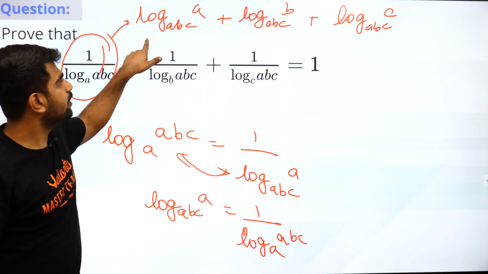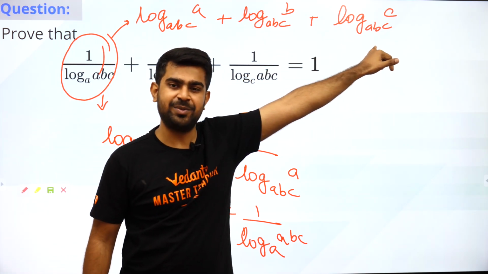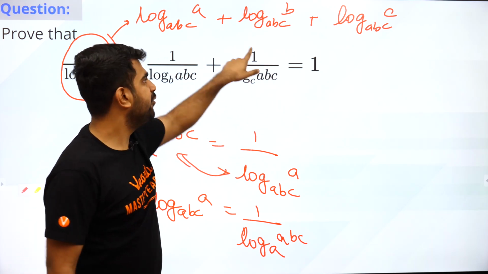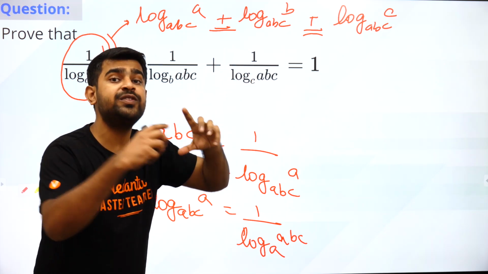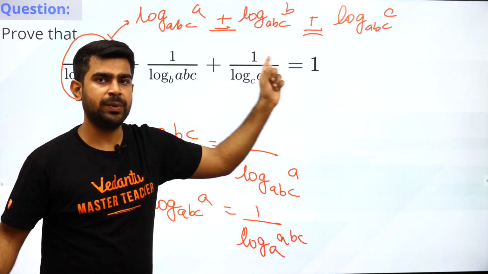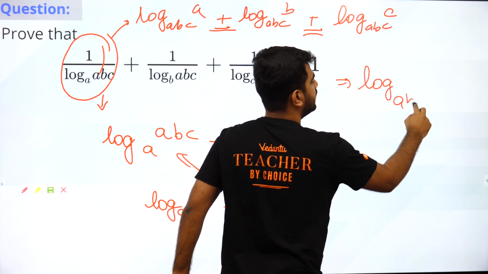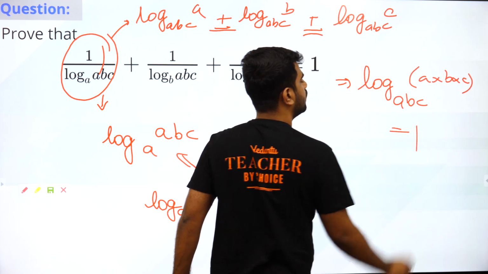Now log to the same base ABC. What can I do? Property 1. What does property 1 say? If you have addition symbol, you can combine the log if they have the same base by multiplying them. So it will be what? Log to the base ABC, you will have A into B into C. So it will be 1.